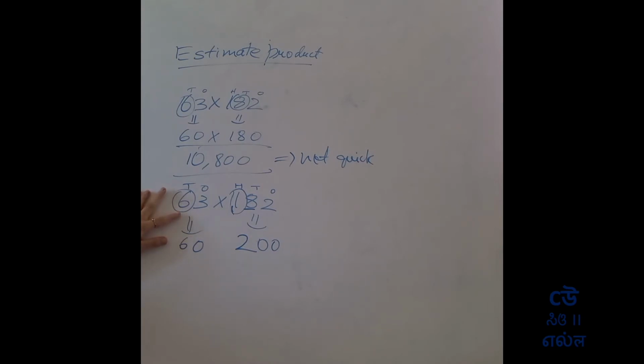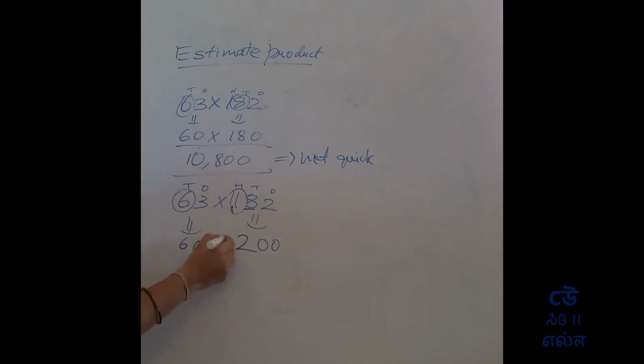Okay, so by estimating the product, you circle the greatest place value of each number. In this number the greatest place value is tens, so we are circling the tens place and rounding off the tens place number. Here the greatest place value is hundreds, so we are rounding off to the nearest hundreds place.